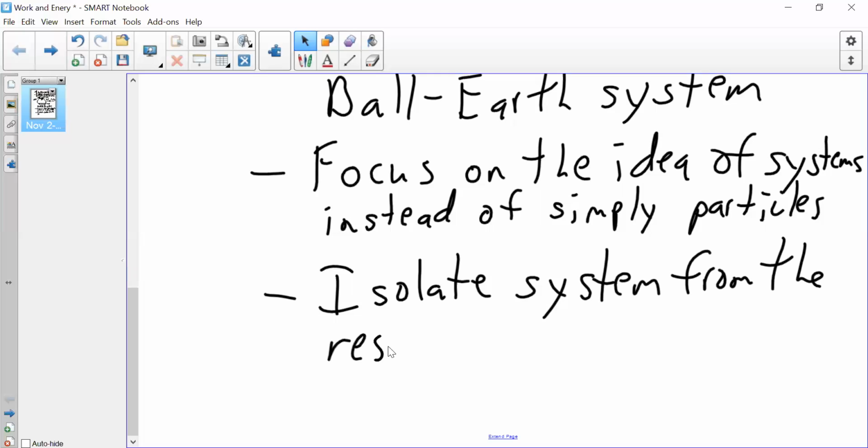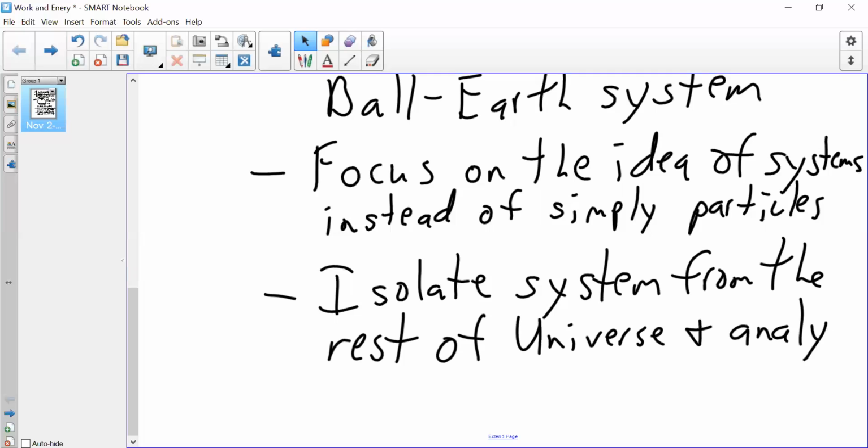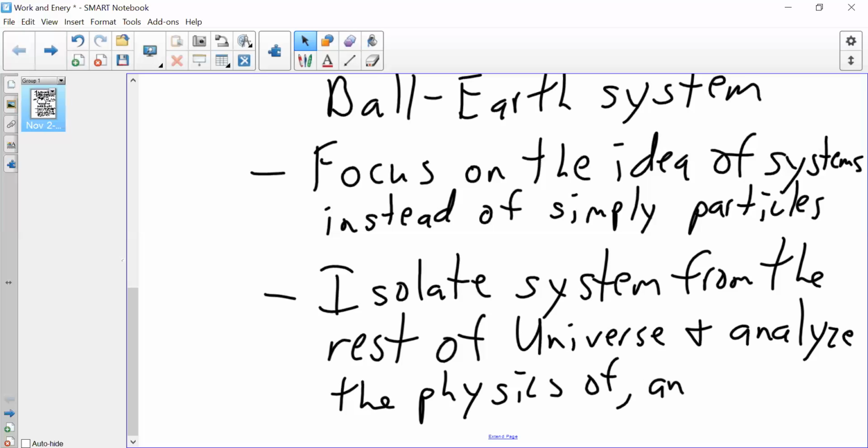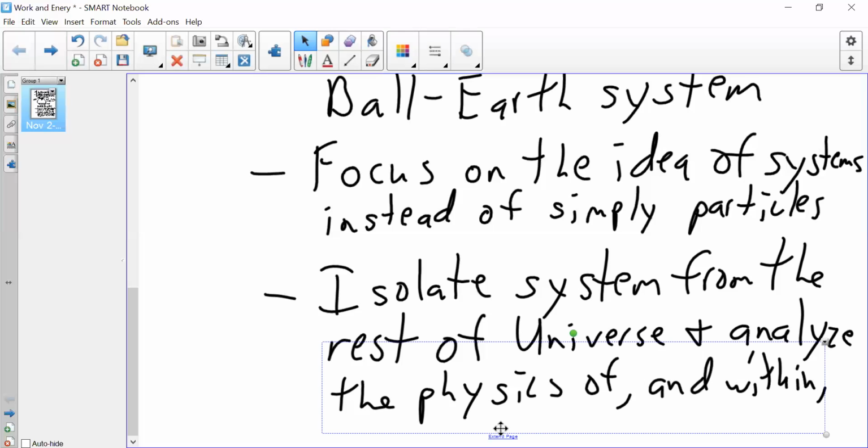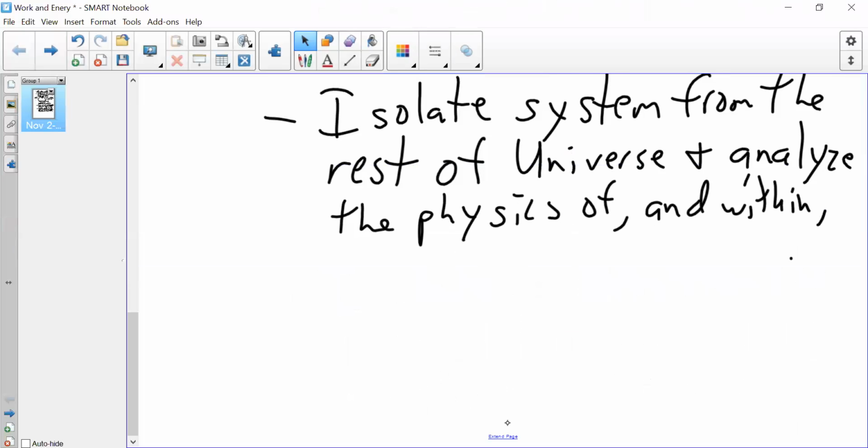So we're going to isolate the system from the rest of the environment. We can extend our environment to the universe if we want to do that, but it's all the stuff that's outside. We can say the environment is, say, the universe. And analyze the physics of and within that system. Okay, so we're only going to be concerned with things on the inside of the system.